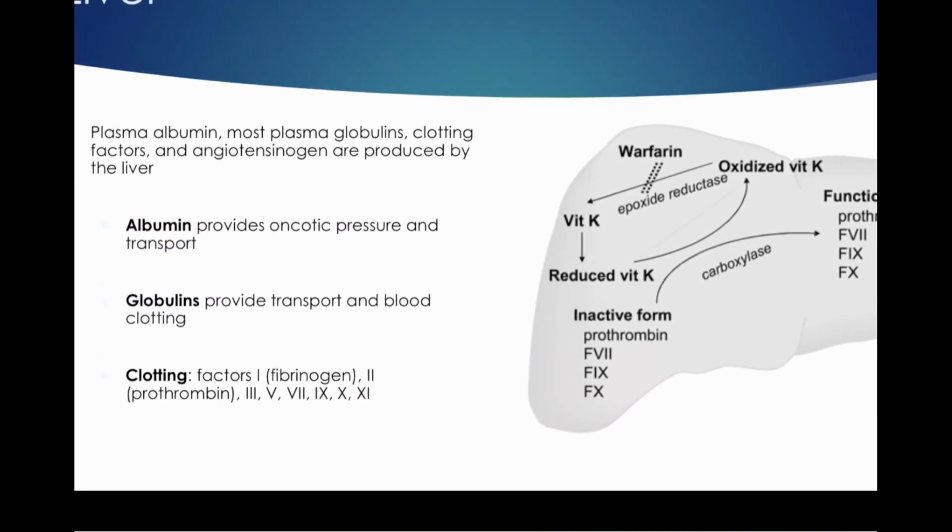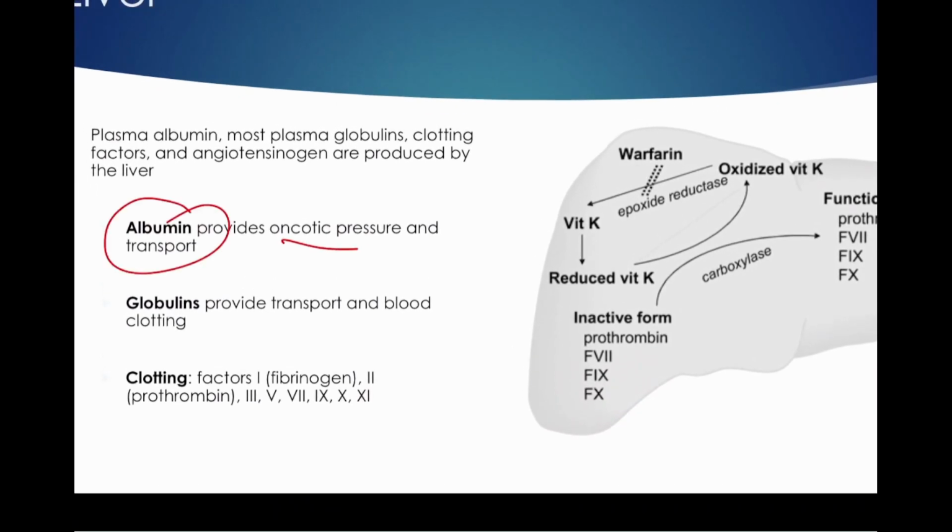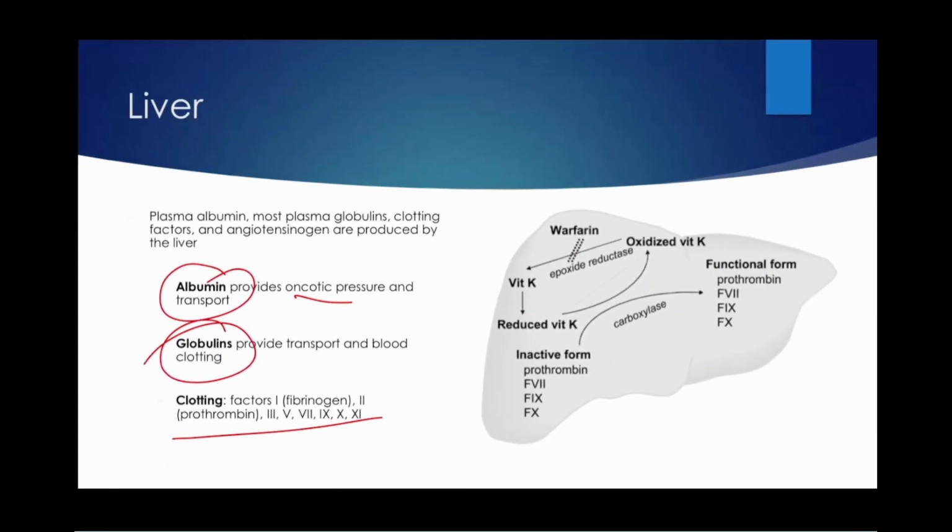And finally, we have our albumins, with transport and oncotic pressure, globulins for transport, and then our clotting factors for blood clotting as well. These are all made by the liver. So again, if you have liver failure, all these things are reduced because you aren't making the proteins, you're not making the cholesterol, and all stuff like that.